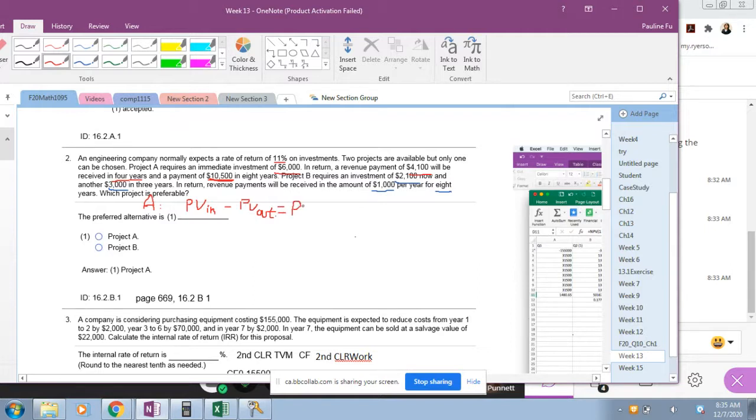So money in is the present value of 4,100 and the present value of 10,500. That is money in, two streams of money in. Money out is just 6,000. Clear? All right. Now we can use the calculator.